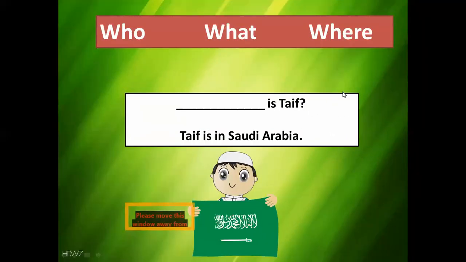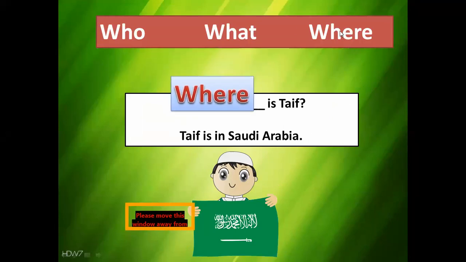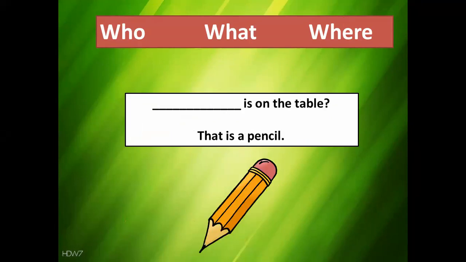Dash is Taif. Taif is in Saudi Arabia. So where is Taif? We are asking about the place. For place, we use where. Where is Taif? Taif is in Saudi Arabia.